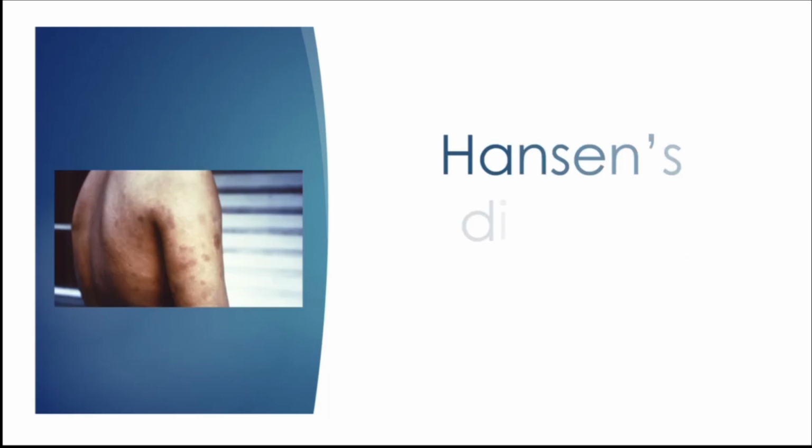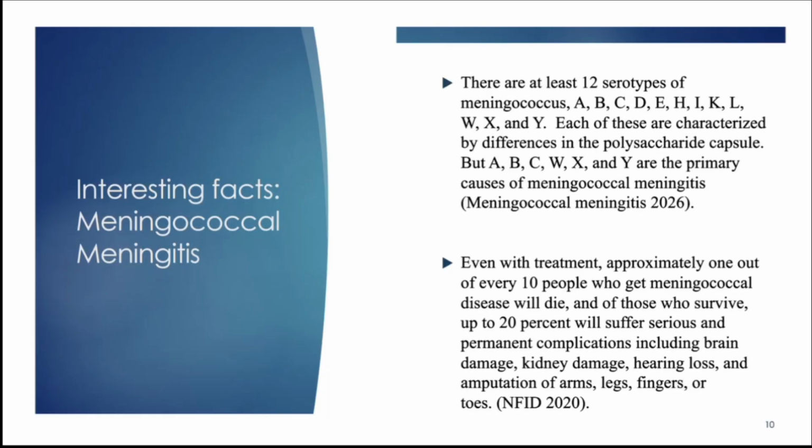It might not seem like a big number, but it is. And 20% of those who might have survived the disease will suffer serious or permanent complications, such as brain damage, kidney damage, loss of hearing, and amputation of the arms, legs, fingers, or toes, basically all the limbs.